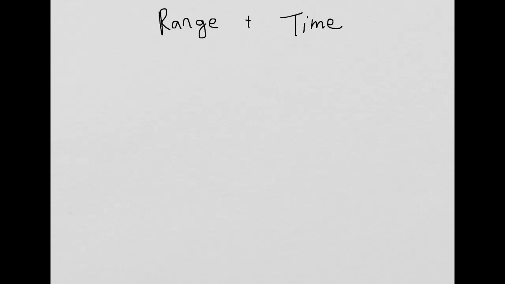So in the last video we talked about projectiles and how to find things like total flight time, range, and maximum height. In this video we're going to discuss range and how it's affected by the angle of projection and initial velocity, as well as time and how it may or may not be affected by the range.